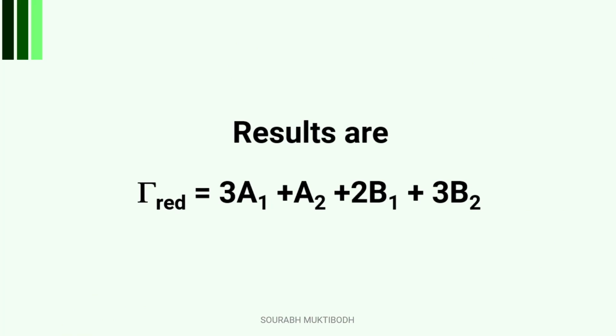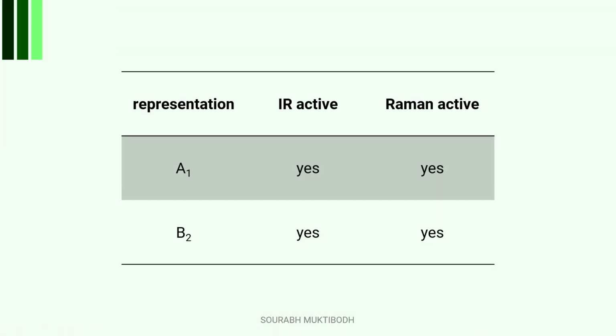If we subtract the translational and rotational degrees of motion from the total reducible representation by observing the character table of this point group, we reach the conclusion that there are fundamental modes of vibration. They are A1 and B2 type. And again, by looking at the character table, it is possible to predict the IR or Raman activity of such modes of vibration. So this was all.